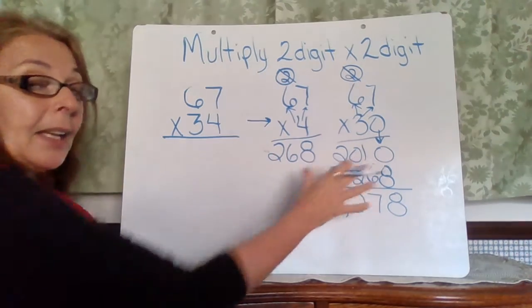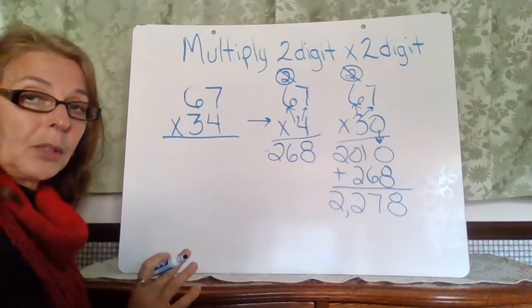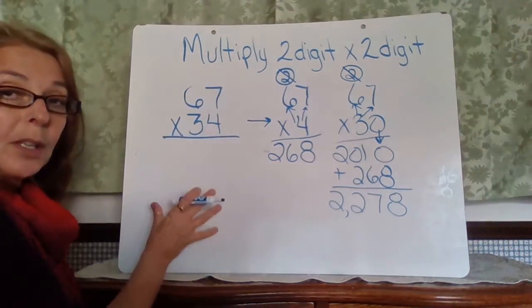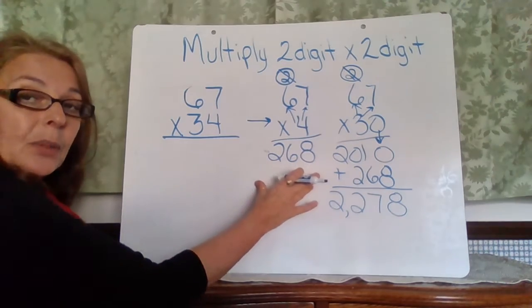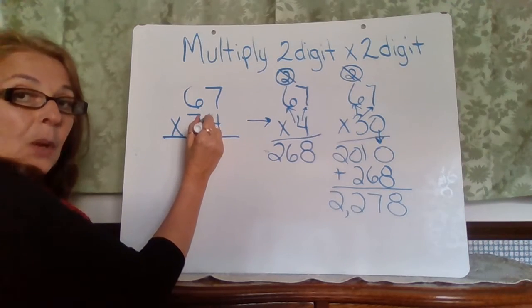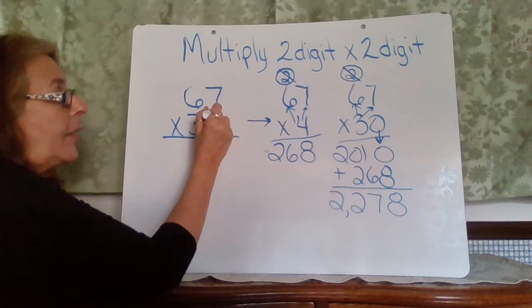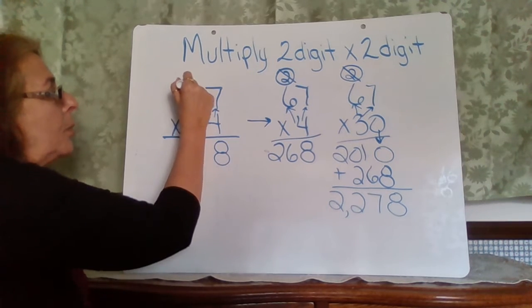Now, I went ahead and broke the problem apart. But for the standard algorithm, we're going to do all of those parts underneath our original problem. But we're going to do it exactly the way that we did it over here. So let's start with our 4. We're going to multiply our 4 to our 7. 4 times 7, 28. Notice I regroup my 2.